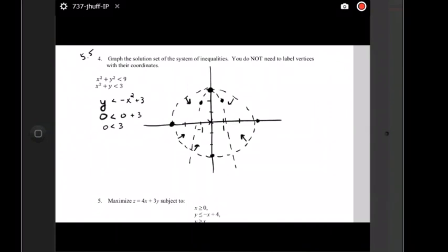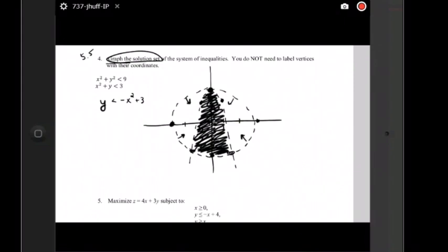So we've got to shade inside the parabola and inside the circle. That's going to be our solution set. Inside the parabola, inside the circle. So that's this little piece right here. That's what it means to graph the solution set. And since we don't need to label the vertices, we don't have to find the coordinates of those intersection points right there. Yay, right?